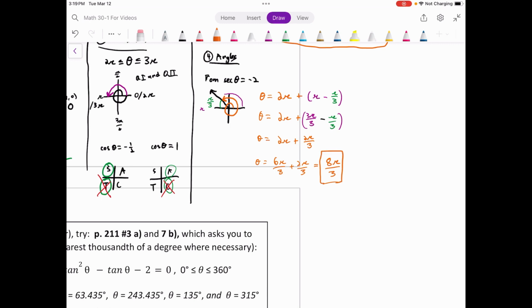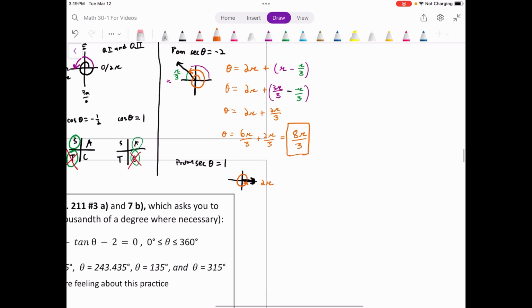From secant theta equals 1, we already kind of talked about it, right? We know that we need to essentially have this situation where this is the terminal arm of our angle, because that's how we get cosine theta to equal 1. So what's our angle if we have to be between 2 pi and 3 pi? It must just be 2 pi, right? So theta equals 2 pi.